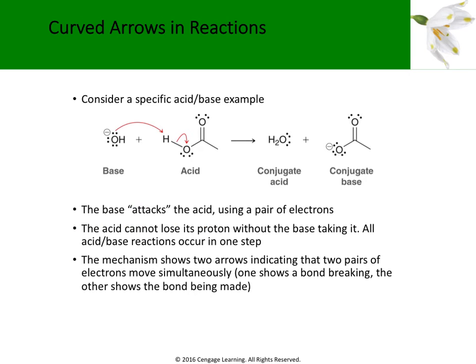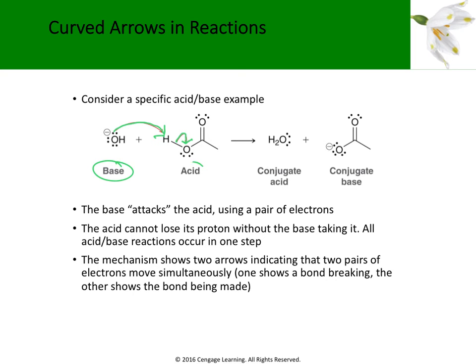So here's a specific acid-base example. Here we show the base attacking the acid. We draw a double-headed arrow from the lone pair on the base to the hydrogen of the acid. And then that OH bond breaks, and we show an arrow from the center of that bond ending at the oxygen atom. So the 2 electrons in that bond then become a third lone pair on that oxygen atom.